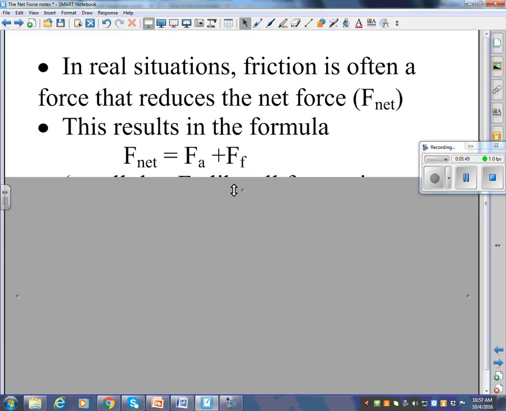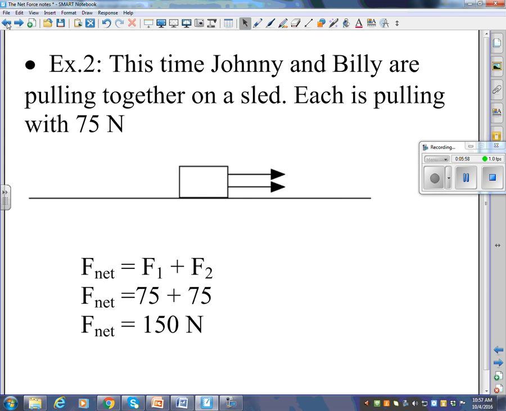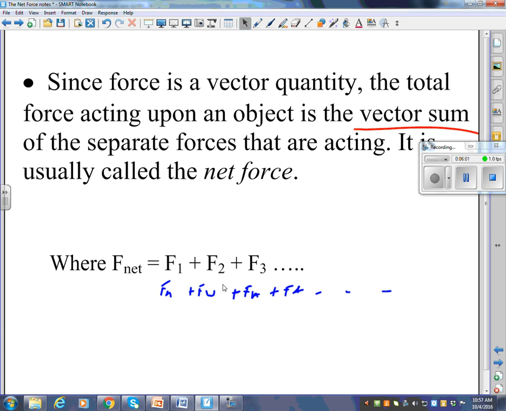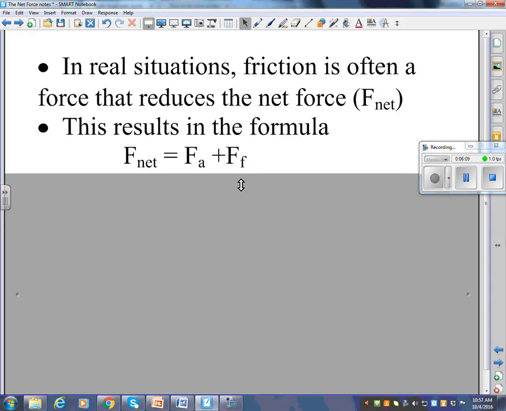And it results in the formula. Now, is this a new formula? Is this just a reworking of this one? Yeah, right? The net force is the sum of all forces, and so this one is a rewriting of that. The net force is the applied force plus the friction force. Those are the only two forces acting. We use that one so much that we think of it as a formula, but it's really just a rewriting of F net equals F1 plus F2. Good?